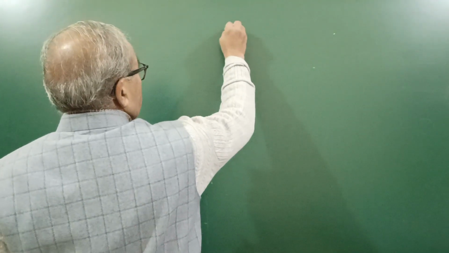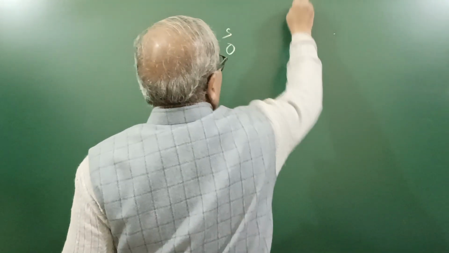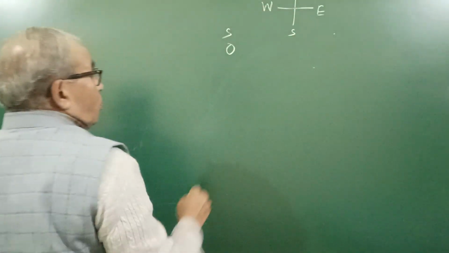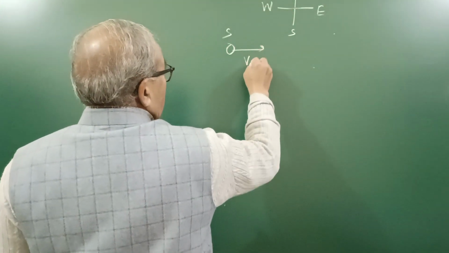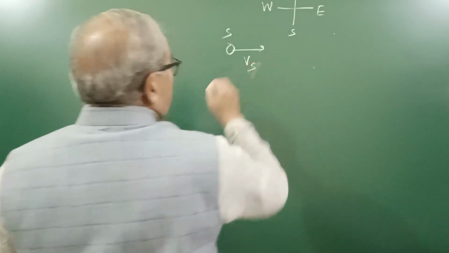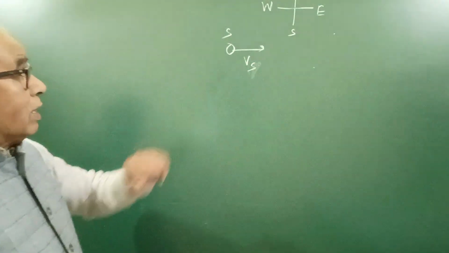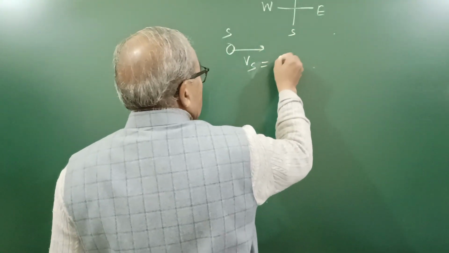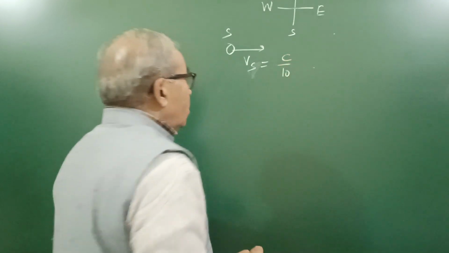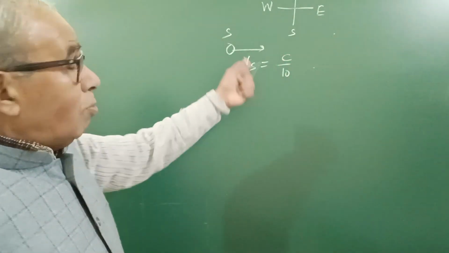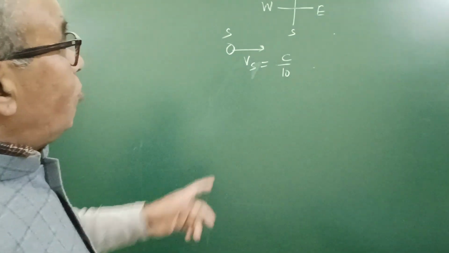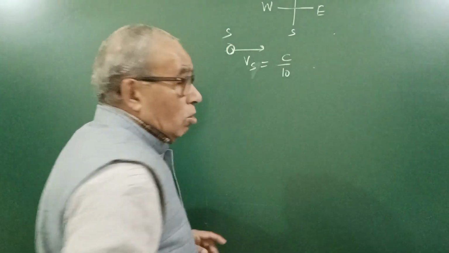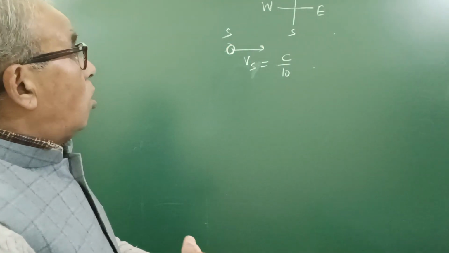Suppose there is a source, and it is north, south, east, west. Suppose the source is moving with velocity Vs in still air. Then what is the wavelength of sound? If Vs is equal to c by 10, suppose, यानी कि वैल्यू साउंड का 1/10 है, then what is the wavelength of sound in the east? The source is moving towards east. So what is the wavelength of sound in the east and in the west?